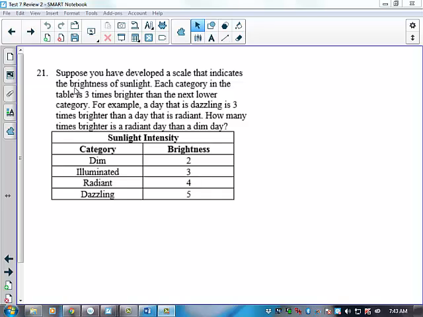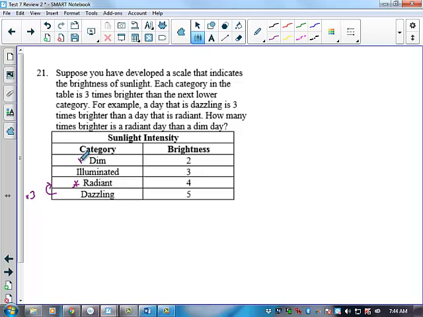On number 21, it says, suppose you have developed a scale that indicates the brightness of sunlight. Each category in the table is 3 times brighter than the next lower category. For example, a dazzling day is 3 times brighter than a radiant day. How many times brighter is a radiant day than a dim day?